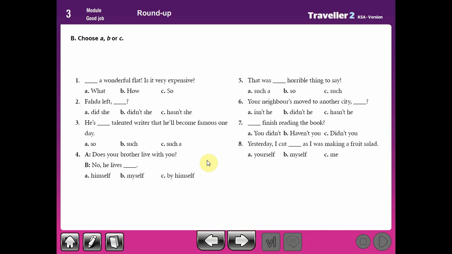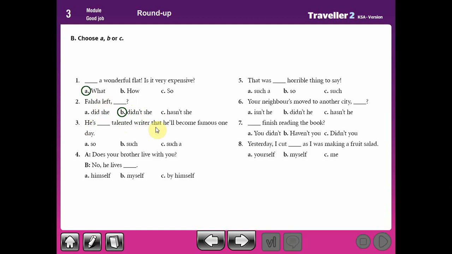Here we have the choices. Number 1, a wonderful flat. So we have here an adjective followed by a noun. Use what or how followed by only an adjective, but what followed by an adjective and noun, or only a noun. What a flat, or what a wonderful flat, right? So this is the answer. Number 2, Fahda left. We need a question tag here. It's a weird name, anyway. Fahda left, did she, didn't she, or hasn't she? Here we have the past simple, so we have to use didn't she.